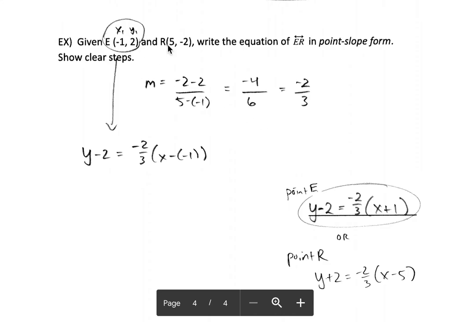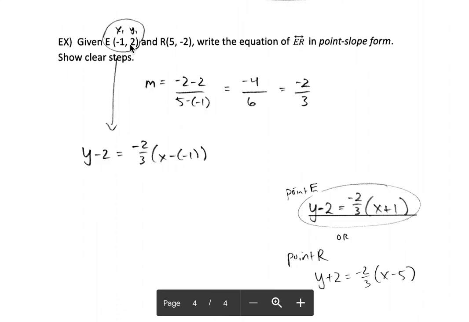Given 2 points, we want to write the equation in point-slope form. We're going to find the slope between the 2 points first. So negative 2 minus 2, that gives us negative 4 for our change of y, down 4. And then difference in our x values, 5 minus negative 1, that turns into 5 plus 1 and becomes 6. So negative 4 over 6 is a ratio that we can reduce if we divide both top and bottom by 2. We get negative 2 over 3. So there's our slope.